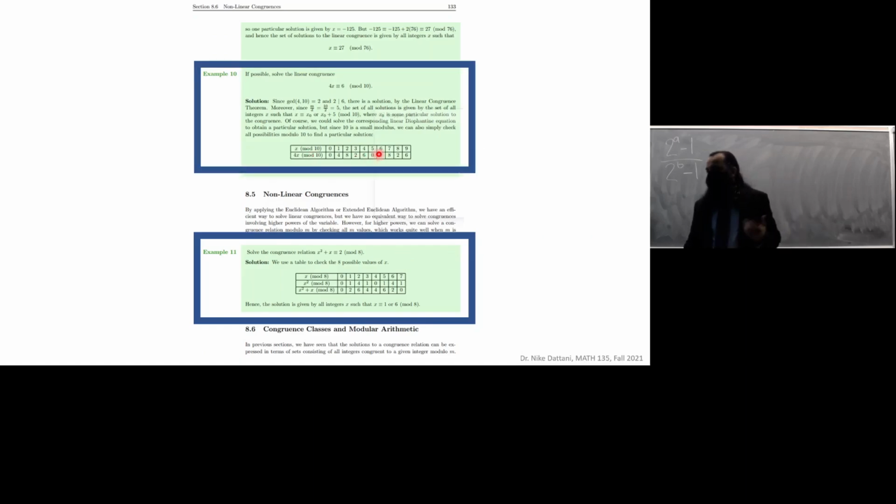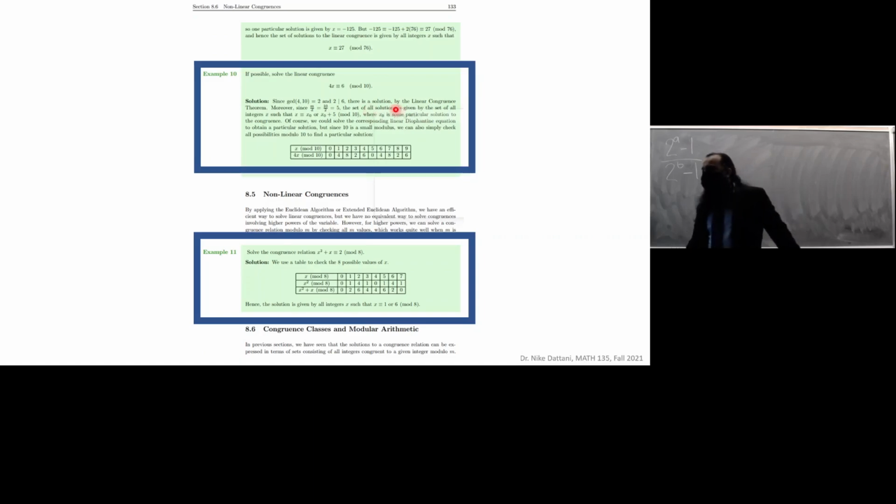And likewise, I did the simpler example, 4x is congruent to 6 mod 10. Again, you can do it in a table. Why can you do it in a table? Can you always do it in a table? Pardon me? Why are you saying no?